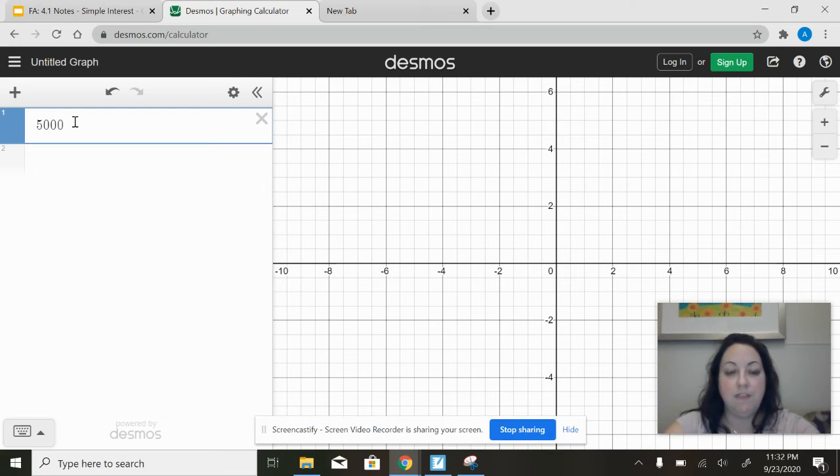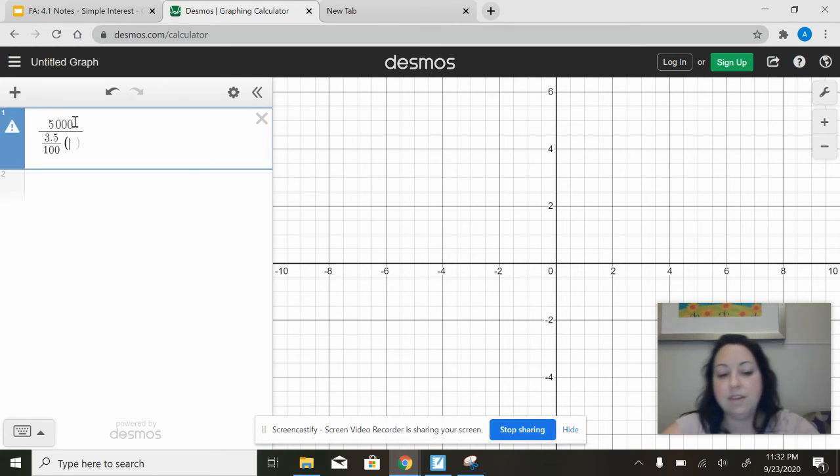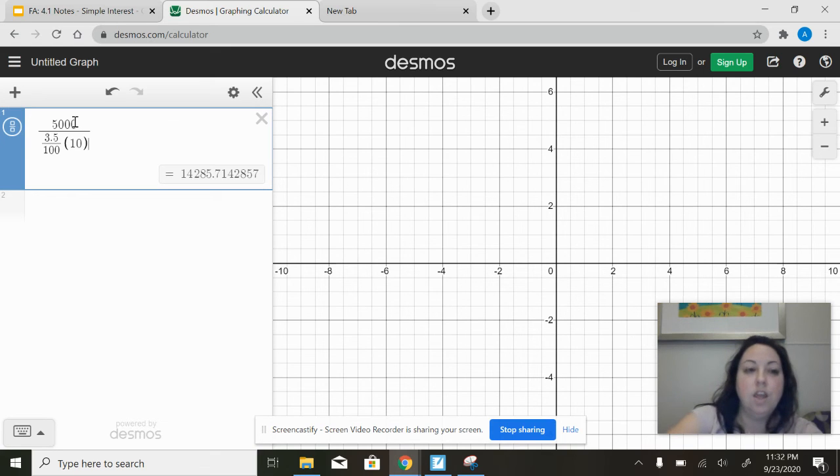So I'm taking my $5,000 interest, and I'm going to divide it by my 3.5% interest multiplied by the time value of 10 years. If I want to earn $5,000 in interest in 10 years, I'm going to need to deposit $14,285, and we're going to round it to 2 decimal places. 0.714 is going to round off to 71 cents.